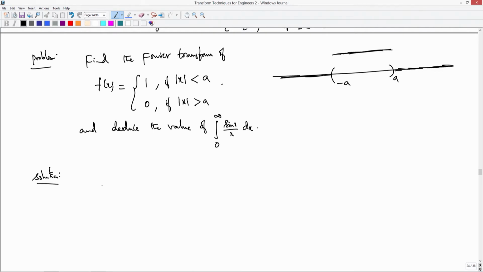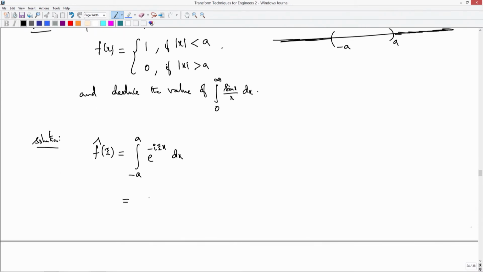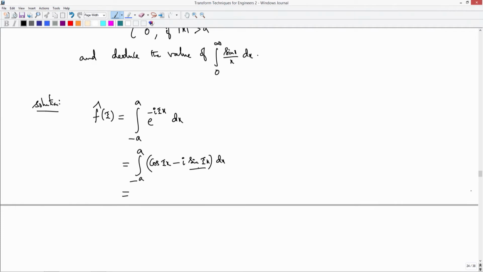What is the Fourier transform of f x, that is f cap of xi? Because the function is 0 outside a, you have the integral from minus a to a of 1 times e power minus I xi x dx. This is actually the integral from minus a to a of cos xi x minus I sin xi x dx. Sin xi x is an odd function, so the integral of that second term is 0. The only term that remains is the integral from minus a to a of cos xi x dx, which is sin xi x divided by xi.